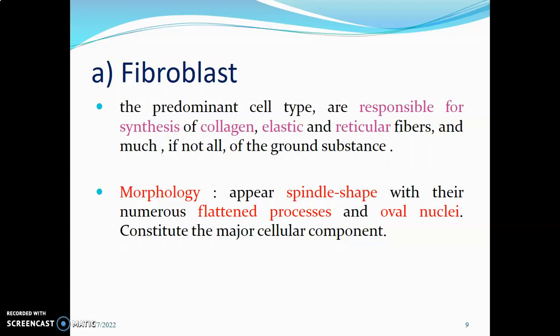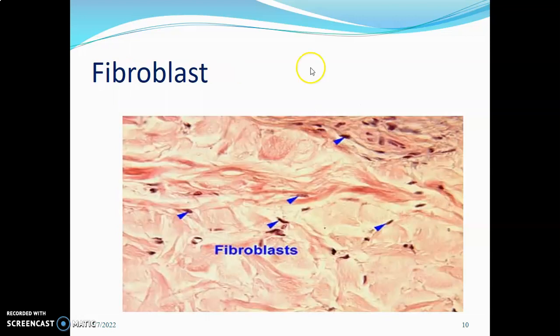We go to the cells in connective tissue proper. The first cell is the fibroblast. Fibroblast is responsible for synthesis of collagen, elastic, and reticular fiber. Okay, and it's usually a spindle-shaped cell with flattened process and an oval nucleus. So you can see this is a fibroblast, spindle shape. This is one fibroblast and a flattened nucleus. This is a fibroblast. This is what we call a spindle shape.